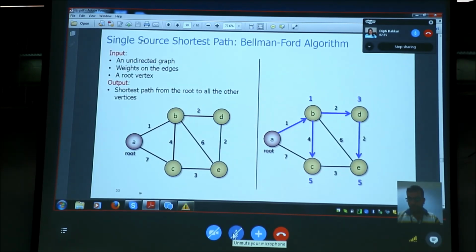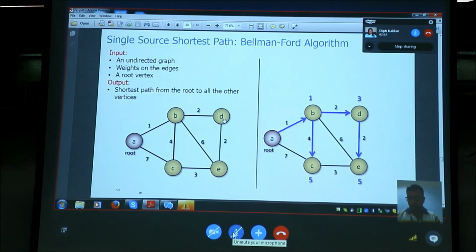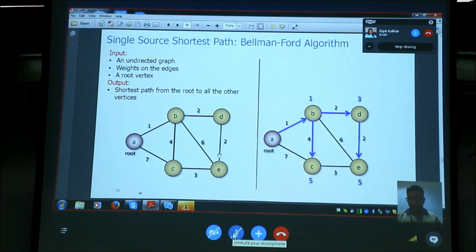So you are given a graph, right, an undirected graph with weights on its edges, right, and there is a specific vertex given to you called the root vertex, like this. What you want to do is find the shortest path to all the other vertices, right? Okay, so the shortest path in terms of the sum of weights on that path. So for example, this shortest path, this is the solution.